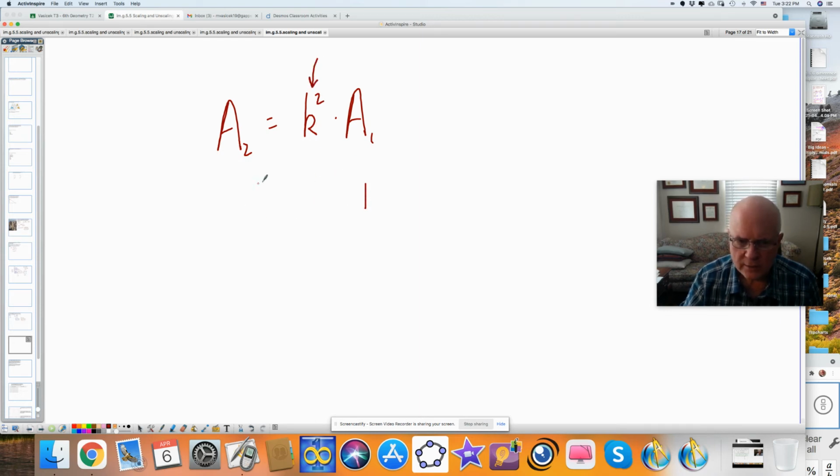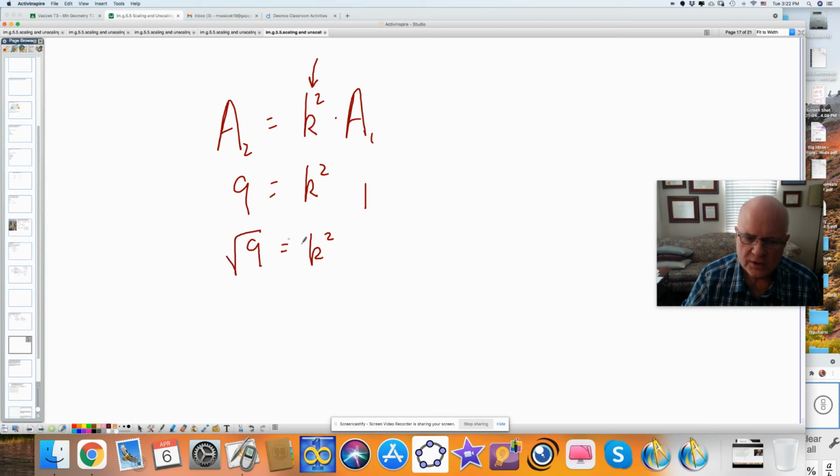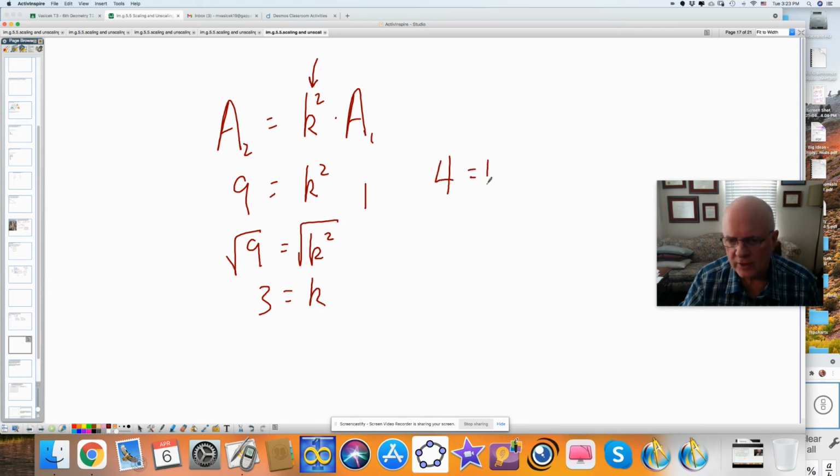We start with 1. We go to 9. And what is the scale factor? Well, K squared is equal to 9. To do the inverse of squaring, we'll take the square root. The square root of 9 is 3. What if my value is 4 is equal to K squared times 1? When I take the square root, I get K is equal to 2. What if it's 16 is equal to K squared? Well, you're going to get a value of 4.